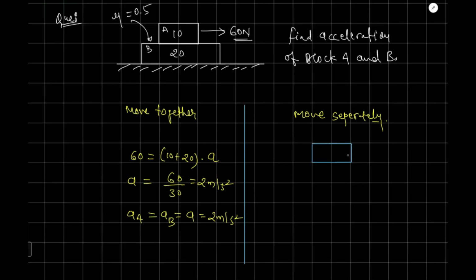So this is your block. On this one, the force that is acting is 60 Newton. You know, when they are moving separately, it means the sliding is happening between them. So maximum friction will act here, that is mu into n, and we have calculated this already, that is 50 Newton, right? So I can say F net that is acting on this block is 60 minus 50, and that will be mass into acceleration of block A. From here you'll get acceleration of block A is equal to 1 meter per second square.